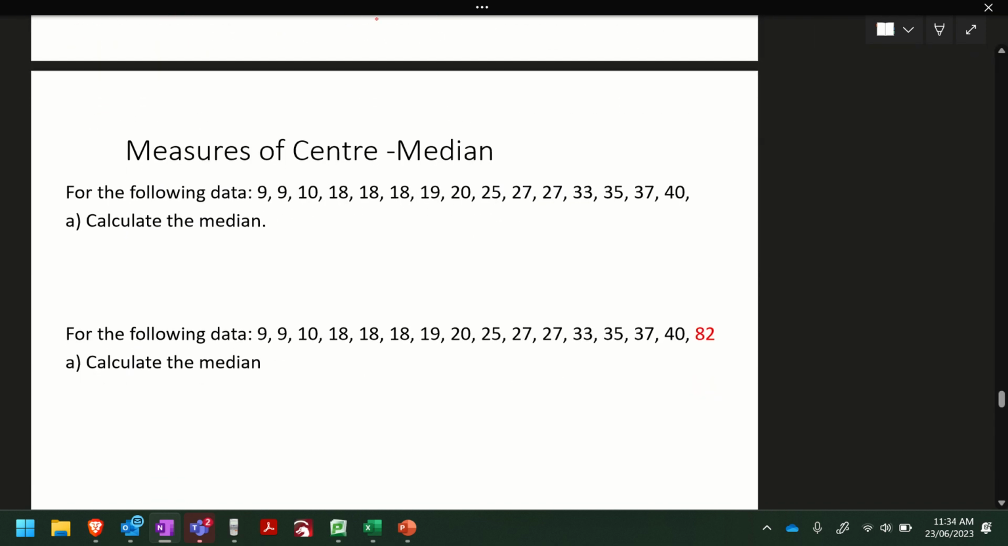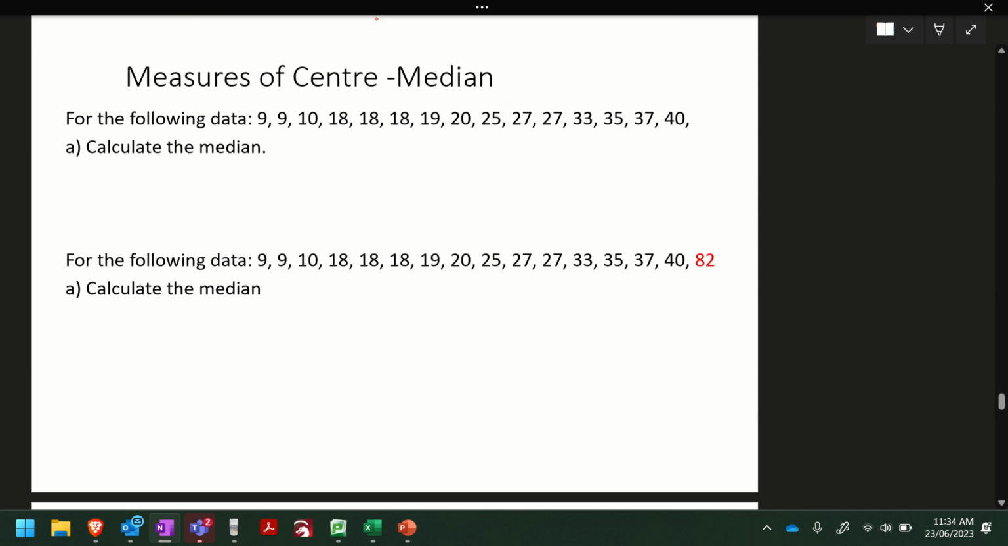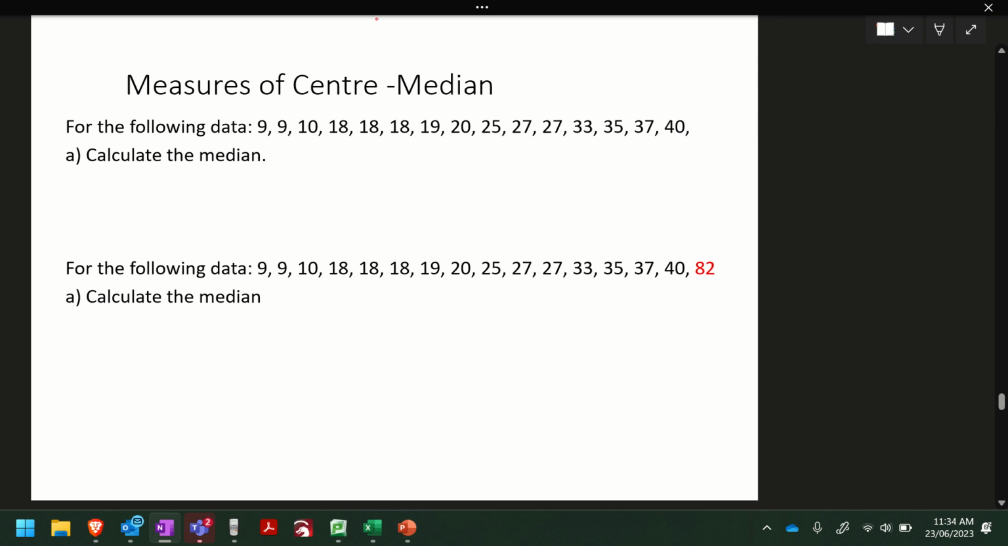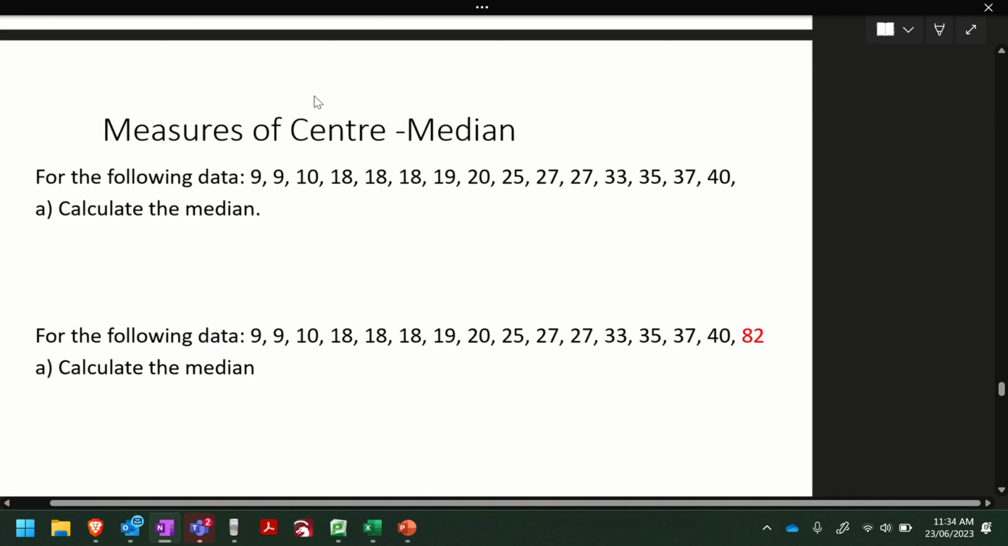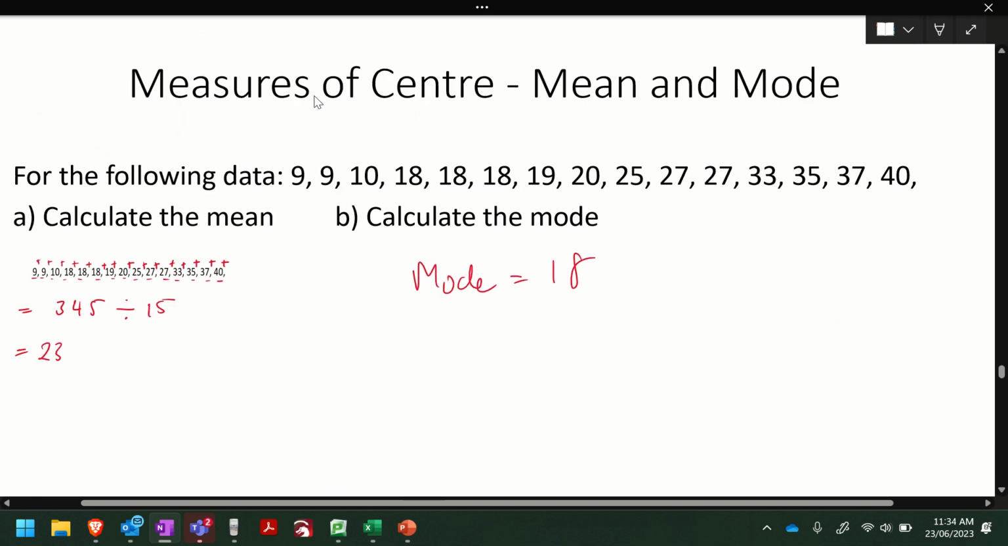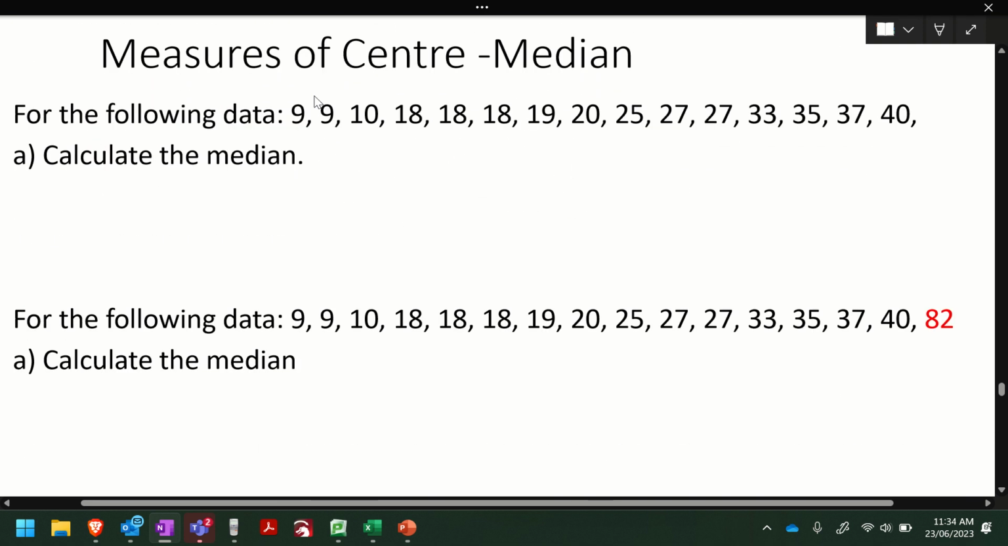All right. Next one is the measures of center for your median. Now, the median is the middle number in your data set. So I think this was the same as the one before. So we counted that there was 15 values. So if you want to find the median here, use that formula. The location of the median.